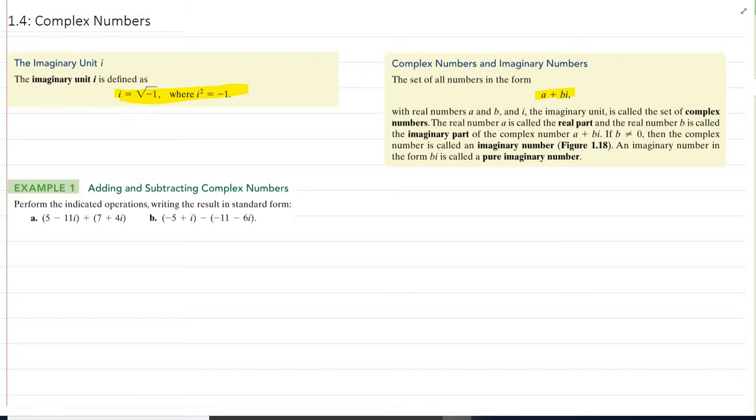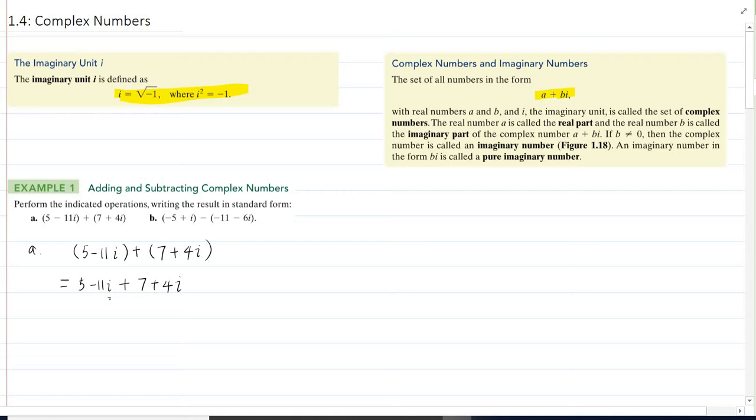Okay. So let's go ahead and start with example 1, adding and subtracting complex numbers. Let's recopy the question. This type of question is very similar to what we've done in the past. When you're dealing with, let's say, 5 minus 11i plus 7 plus 4i, since it is a plus sign, all we have to do is take the parentheses off. So I'm going to write 5 minus 11i, then plus 7 plus 4i.